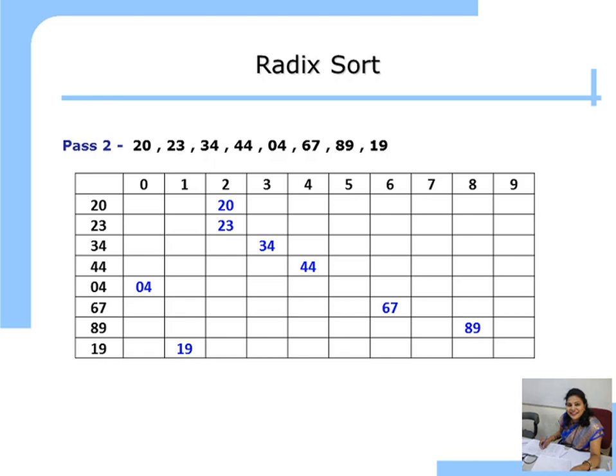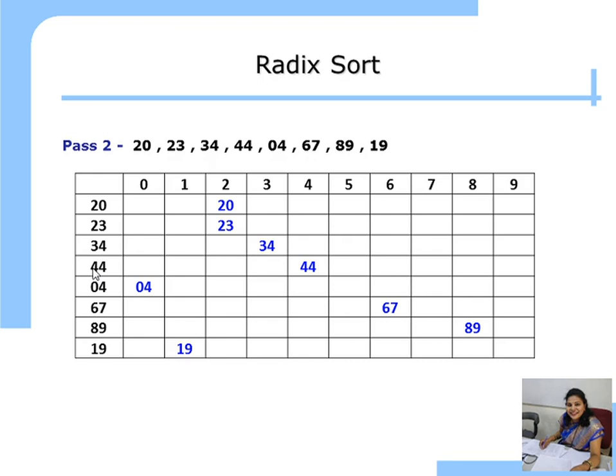Now again we put all the numbers that we get from pass 1 vertically here, and we place all the numbers into the appropriate bucket by comparing the tens position. So in the case of 20, which digit is present at the tens position? It is 2. So we put it into the second bucket. Here again 2, so 23 goes in the second bucket. Here 3 is at the tens position in 34, so we put it into the third bucket.